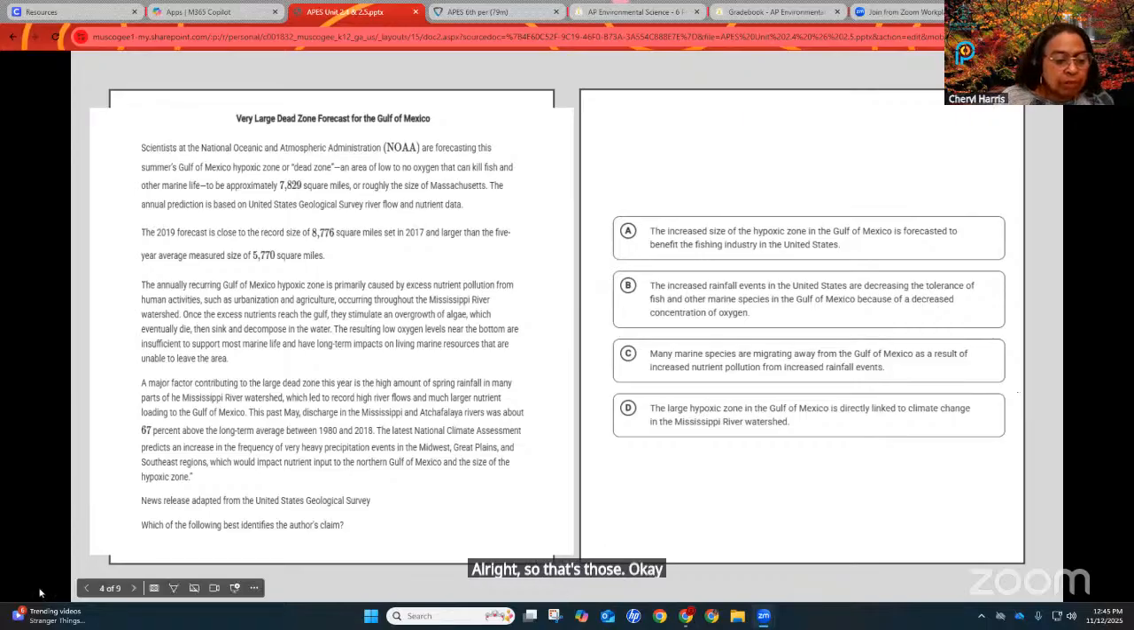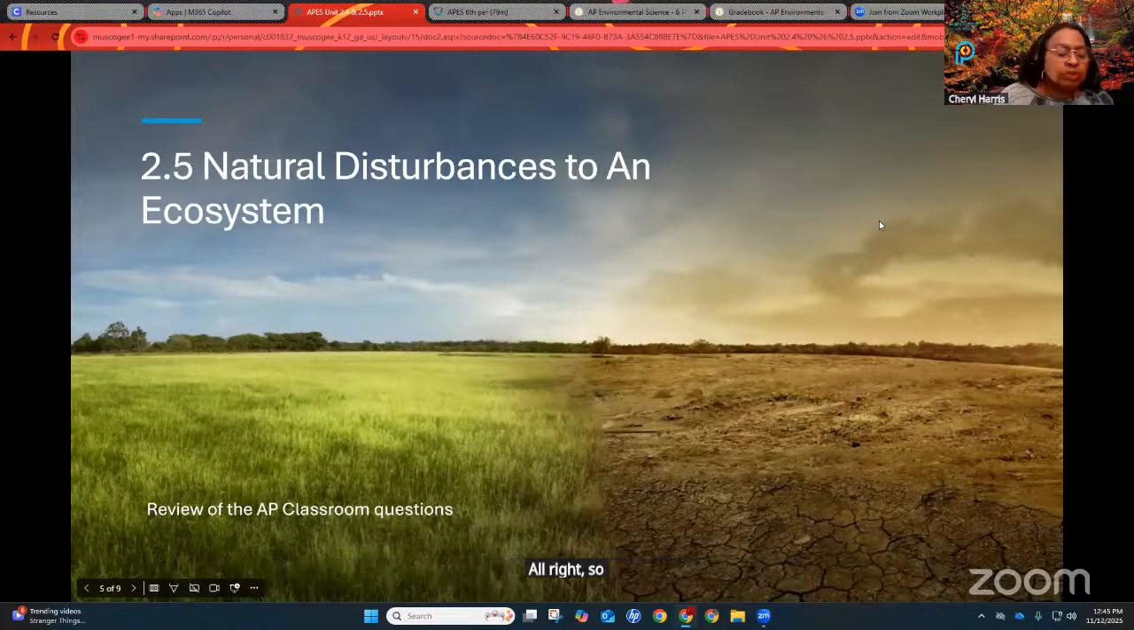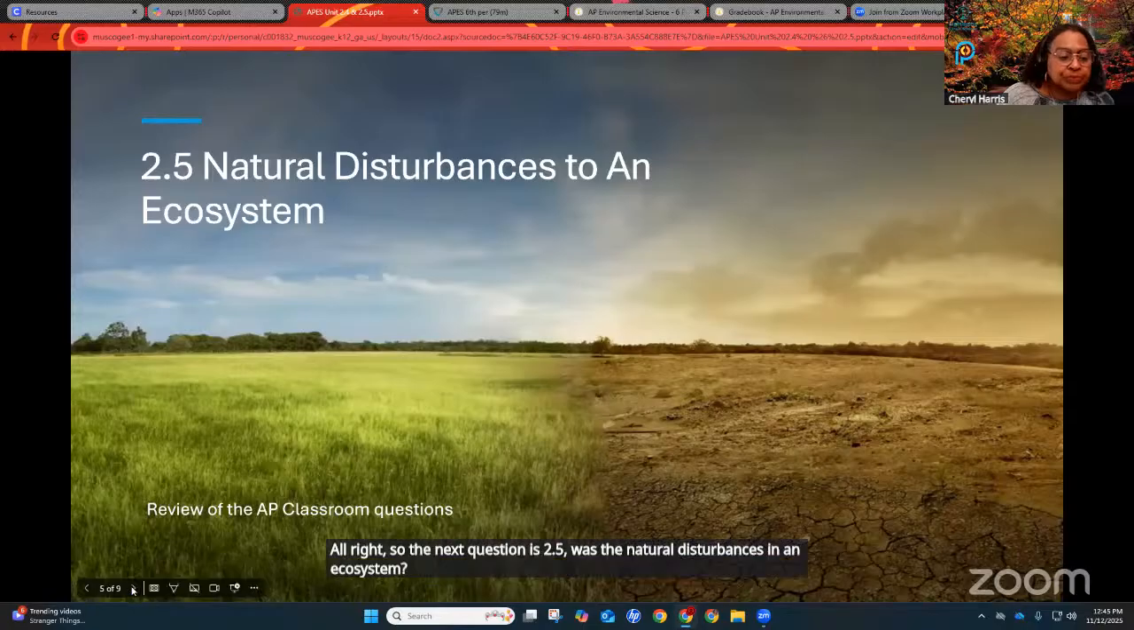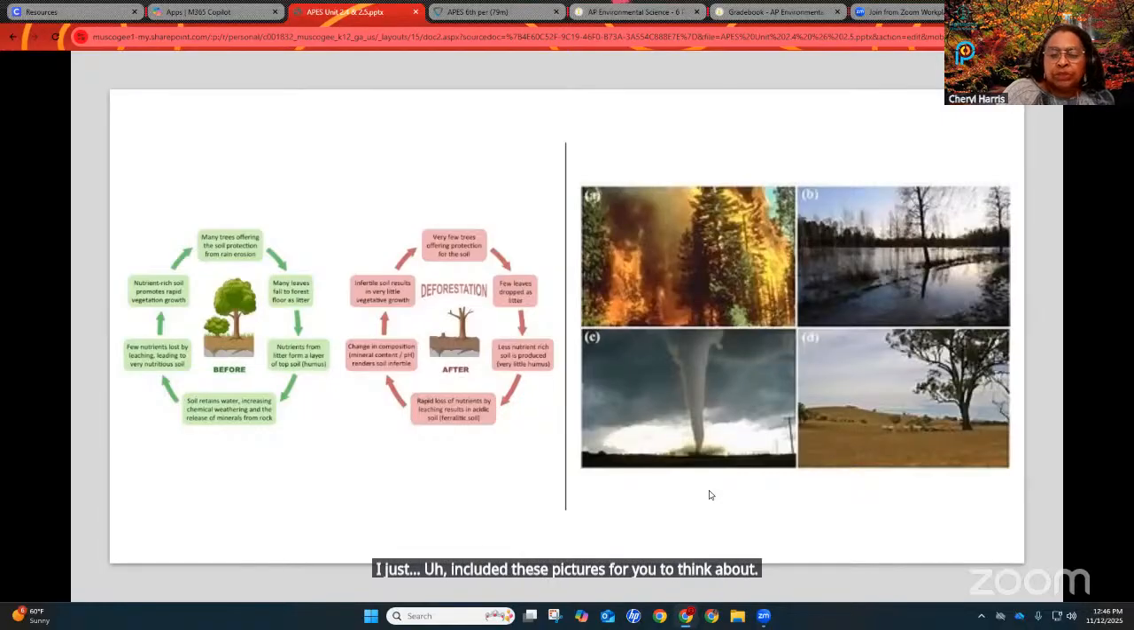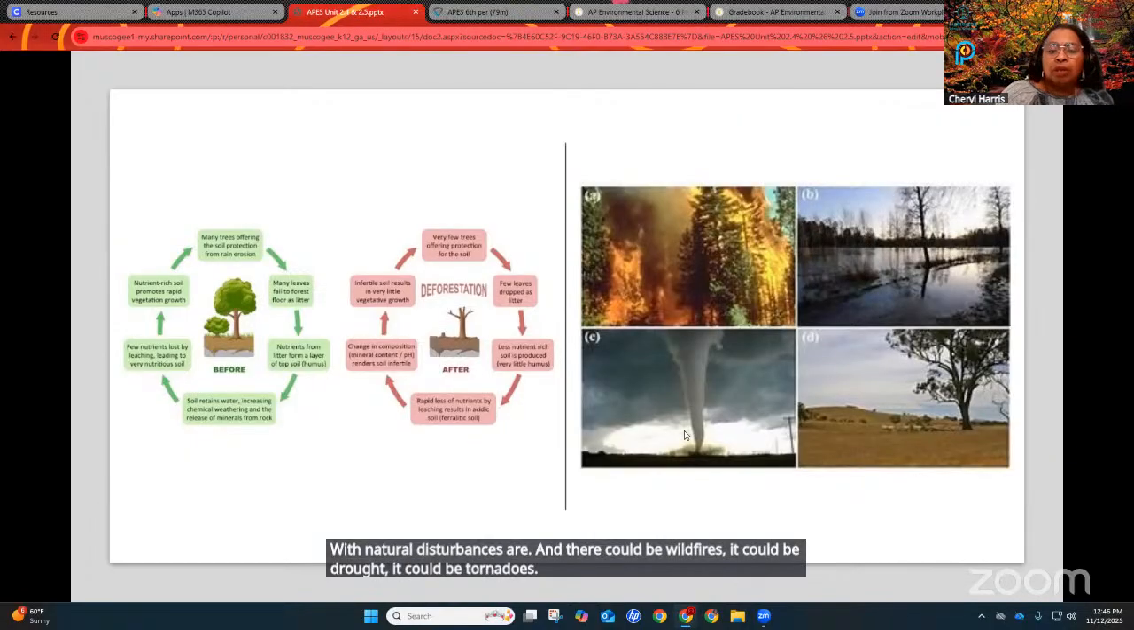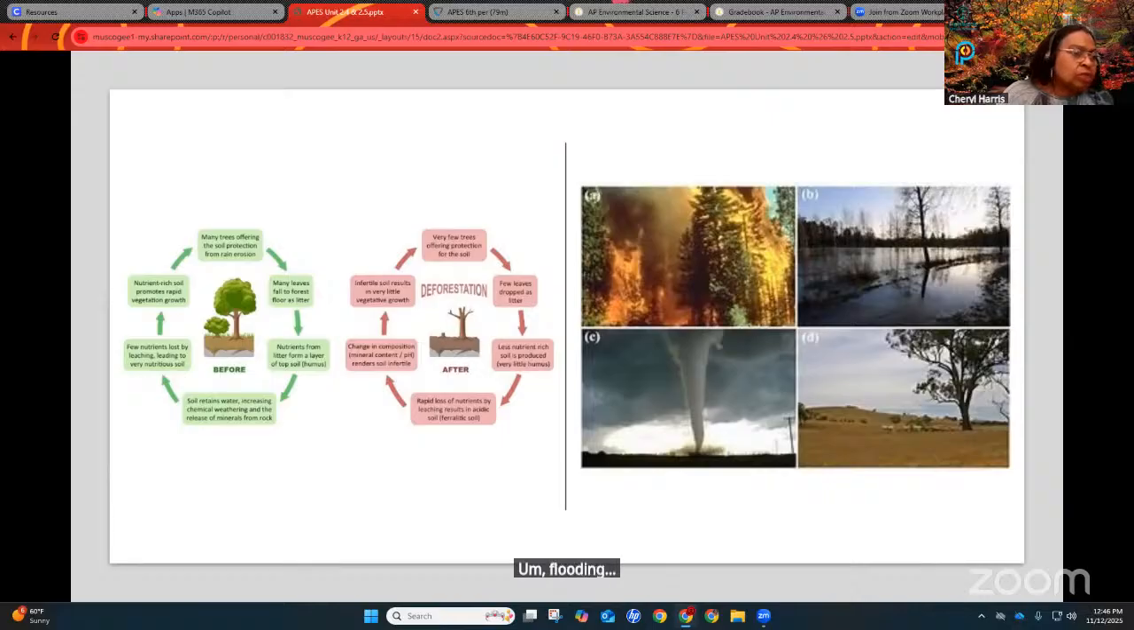Okay, so now let's look at the next question. The next question was 2.5, natural disturbances in an ecosystem. I just included these pictures for you to think about what natural disturbances are. They could be wildfires, drought, tornadoes, flooding. All of those are natural disturbances to an ecosystem.